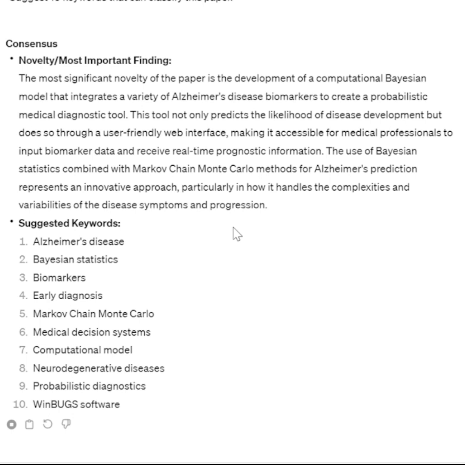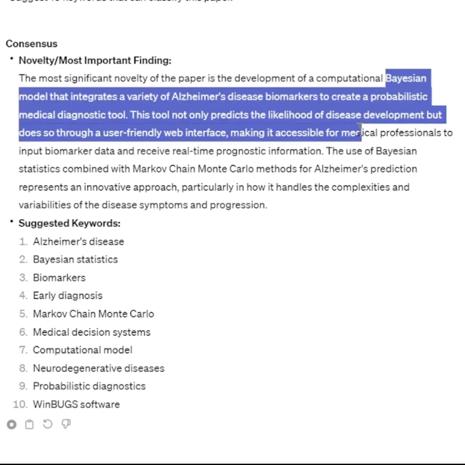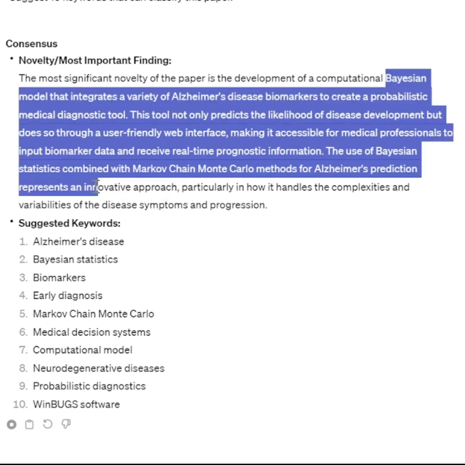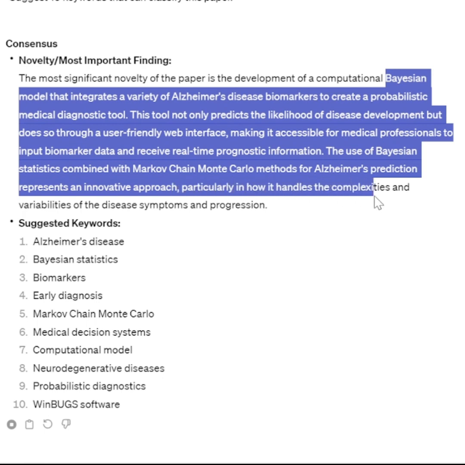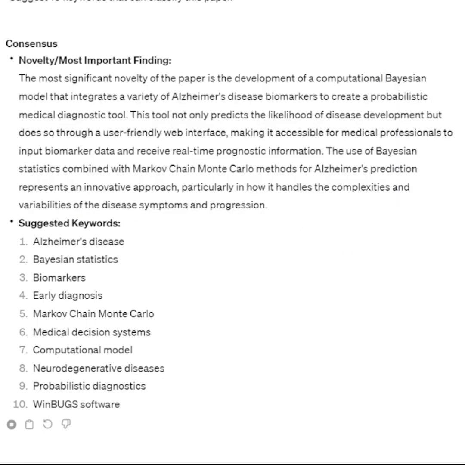The use of Bayesian statistics combined with Markov chain Monte Carlo methods for Alzheimer's prediction represents an innovative approach, particularly in how it handles the complexities and variabilities of the disease symptoms and progression.